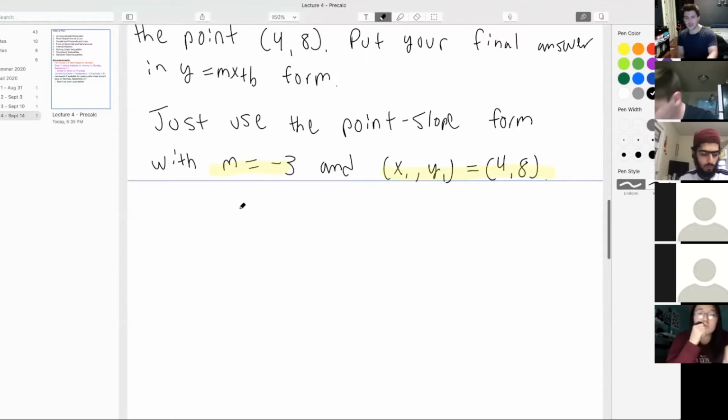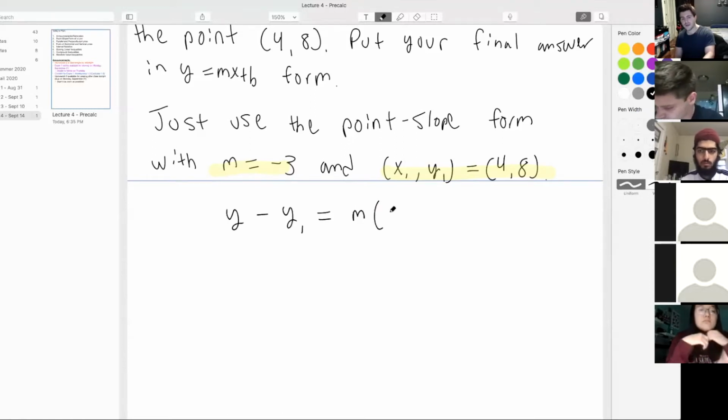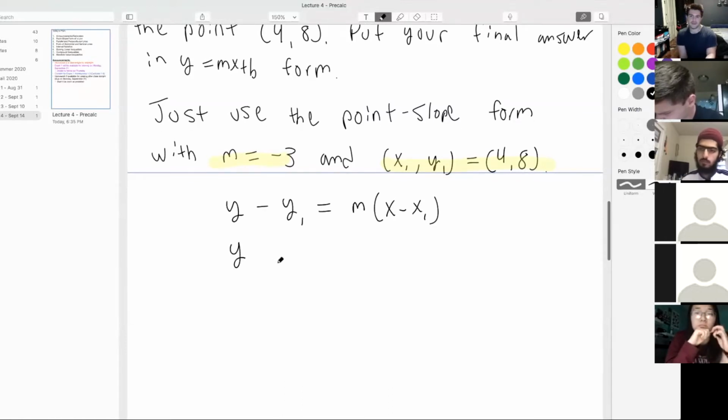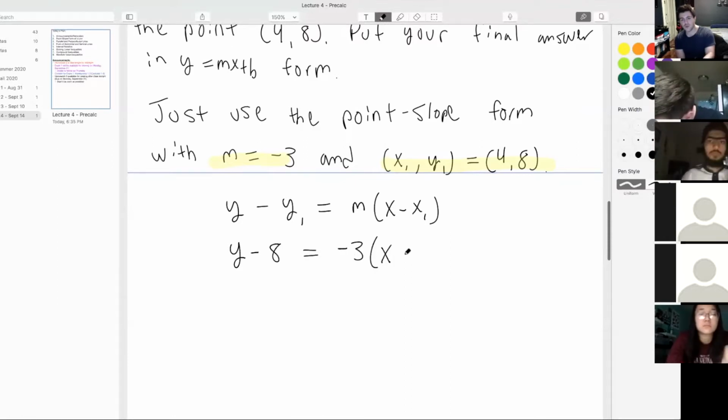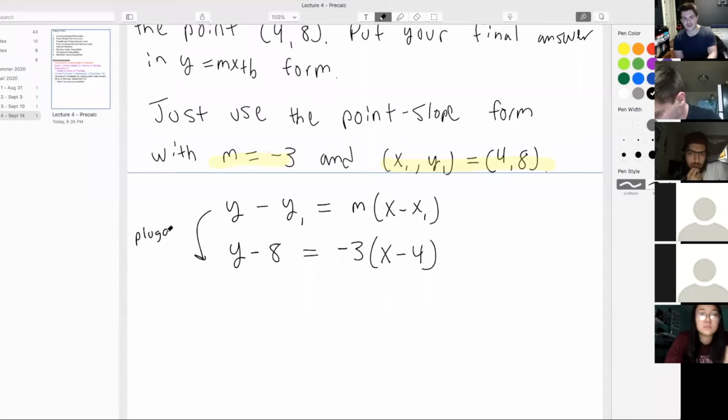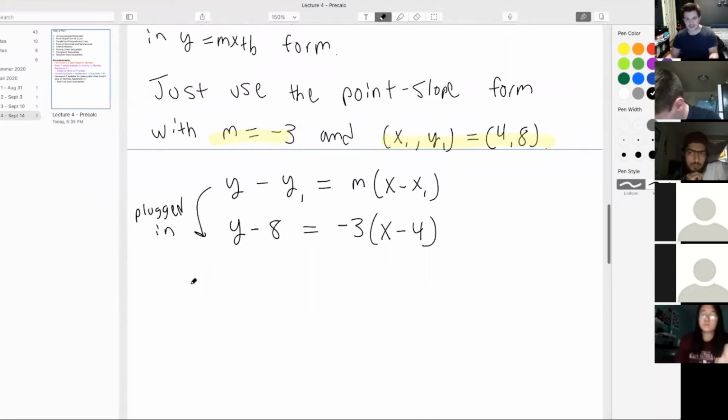So now we just have to plug in. So I'm going to write the general form and then I'll plug in. Okay, so it's y minus y1 is equal to m multiplied by x minus x1. Okay, so y stays the same. Our y1 is 8, so I will plug in that for y1. So y minus 8. Our m is -3, and our x1 is 4. Okay, so I hope everyone knows how I went from here to here. I just plugged in, okay? All right, and that's all there is to it.